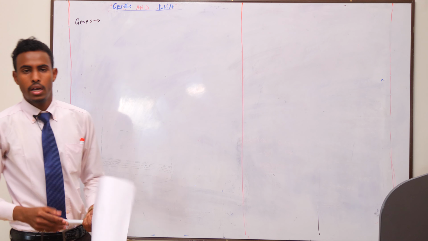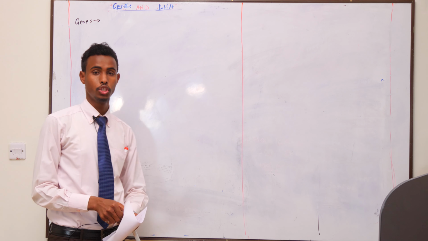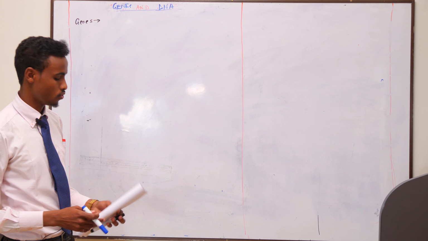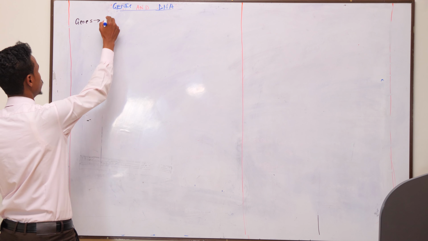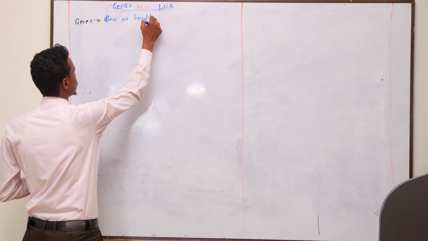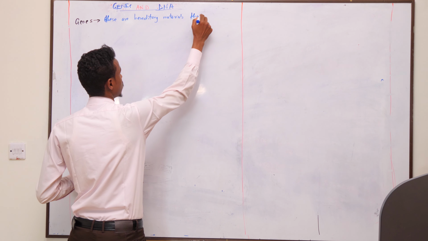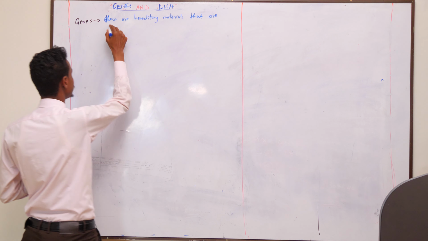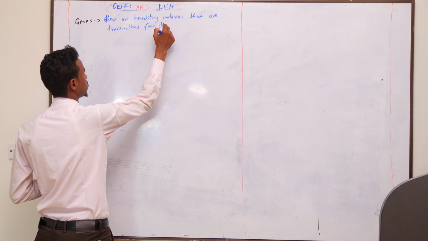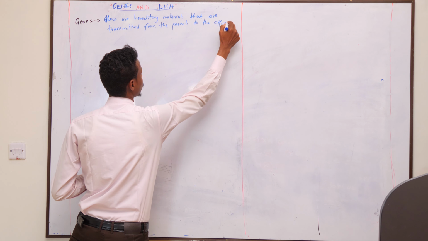Now, as we have discussed earlier, the genes are hereditary materials that are transmitted from the parents to the offspring. We say genes are hereditary materials that are transmitted from the parents to the offspring.